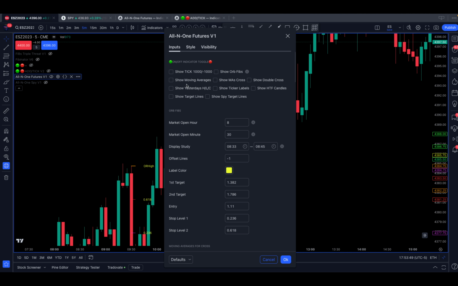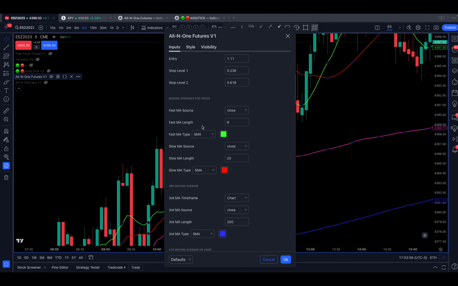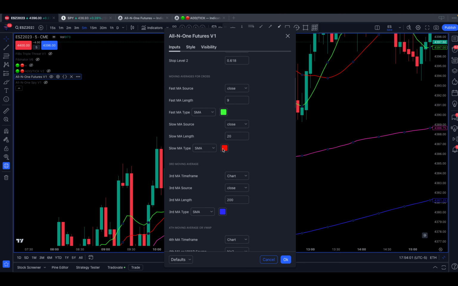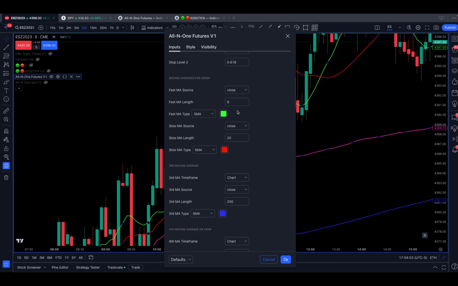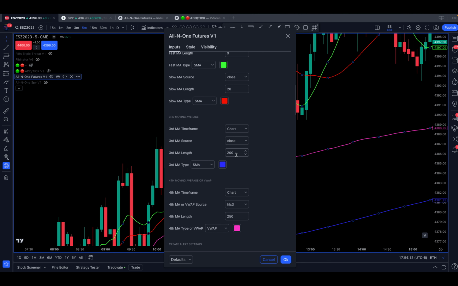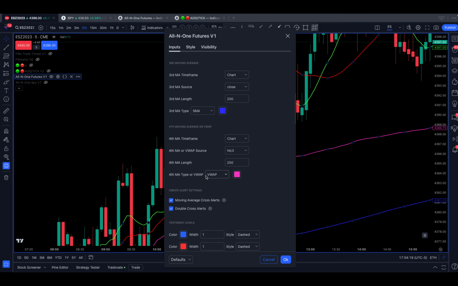The next one is show moving averages. You can click on that, and it's going to show you the moving averages. And if you scroll down here to the moving averages, the way that's set up is there's 4 different moving averages you can have on your chart. The default settings is the 9 and 20, because a lot of people in our group will play the 920 strategy. 200 is default again, because if it's above the 200, it's calls. If it's below the 200, it's puts. And then the 4th one is actually set up for a VWAP.